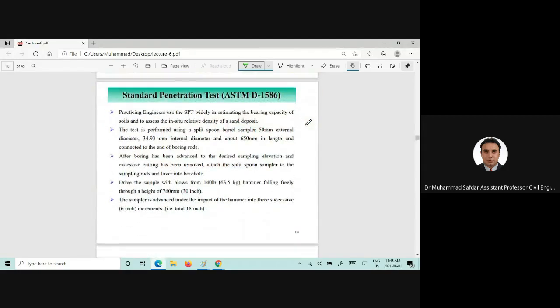Information is given, the details are given about the external diameter, internal diameter, and the length of the rods, or the boring rods, are also given. We use a split spoon sampler to collect the samples once we get the SPT N value, or if we are interested to collect samples from the desired depth of the foundation. So we use the split spoon sampler there.